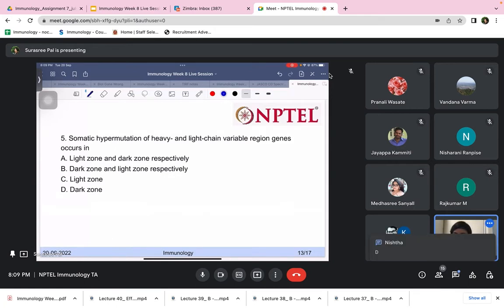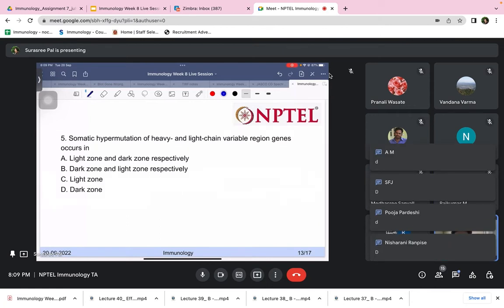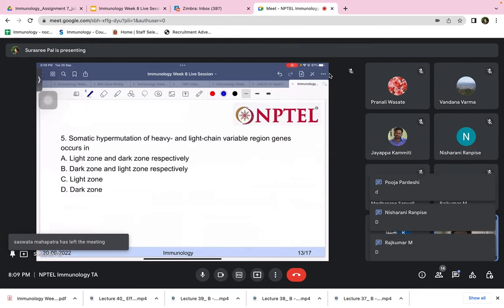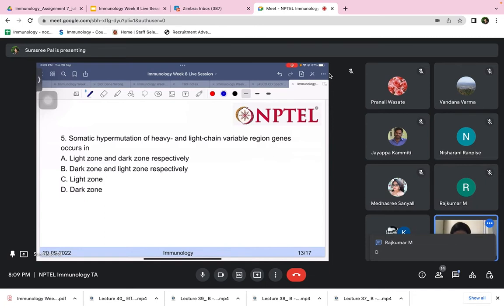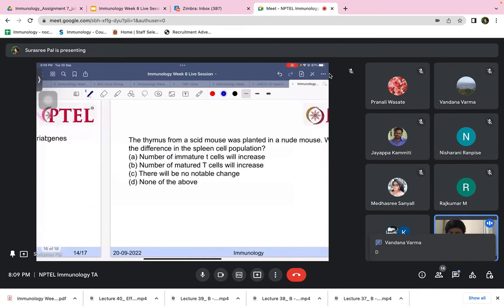Somatic hypermutation, where does it occur? Yes, your answers are correct. Somatic hypermutation occurs in the dark zone. Okay. So last question for today.